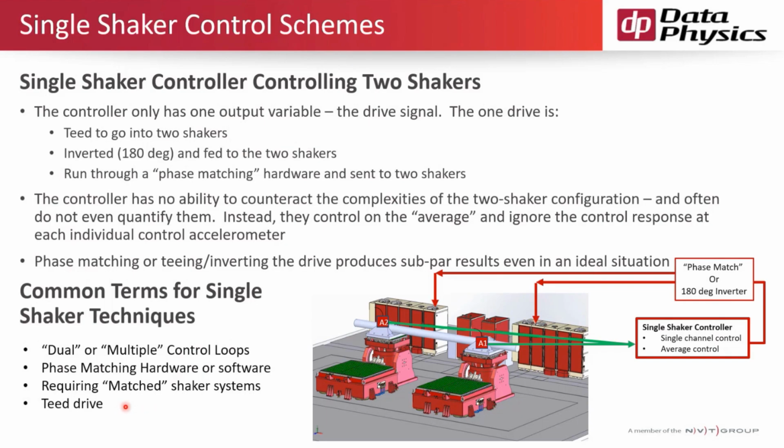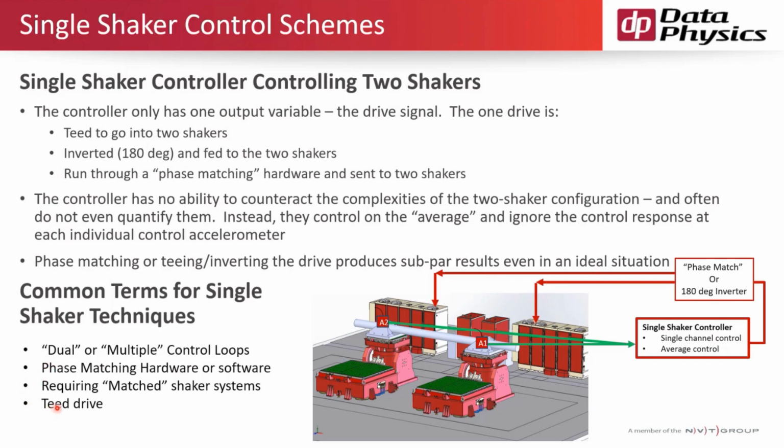Sometimes the controller vendors will just throw the problem entirely at the shaker manufacturers and say, yep, the shakers have to be perfectly matched, otherwise we can't control them. And what that means is the controller just wasn't designed to control two shakers if you require the shakers to be matched. And as I mentioned earlier, it's damn near impossible to have two large shakers that are actually perfectly matched, because of just how complex a machine a large shaker is.